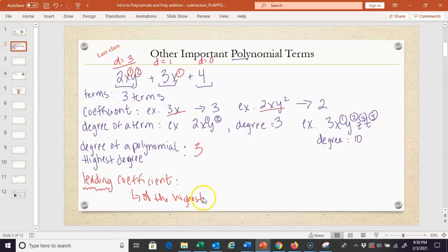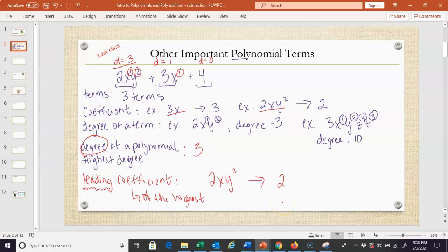So once you find the degree of the polynomial, and usually you'll hear mathematicians and teachers and books say degree, and they just mean the degree of the polynomial. So the leading coefficient, first we go to the term that has the highest degree, and that's this one. And then you just take the coefficient of that term, which is 2.